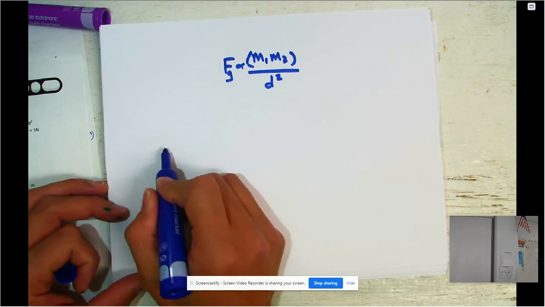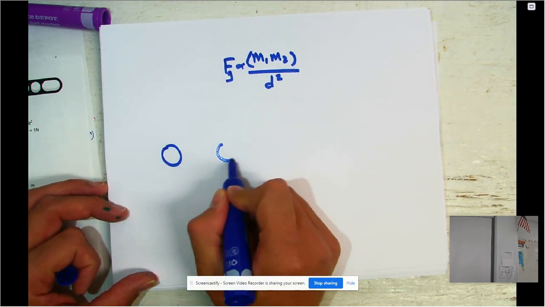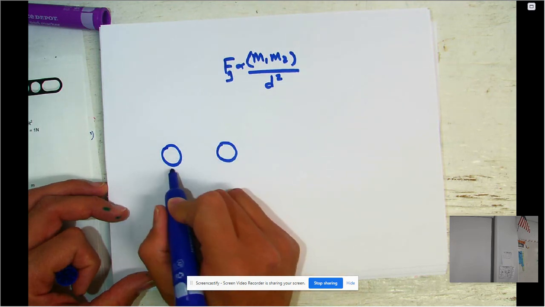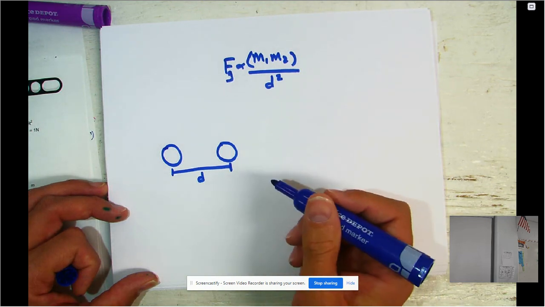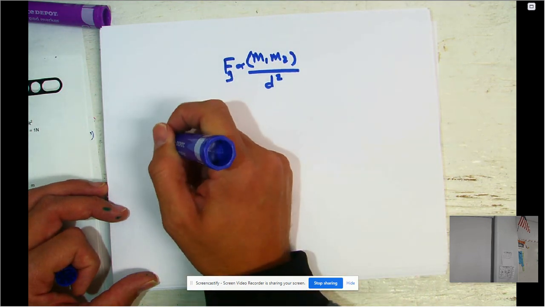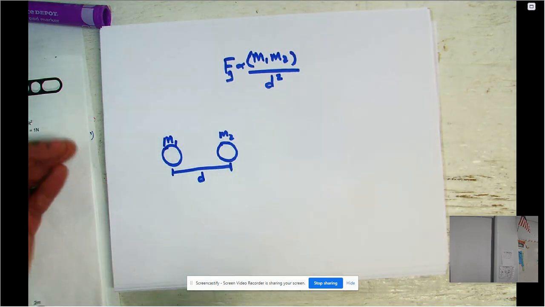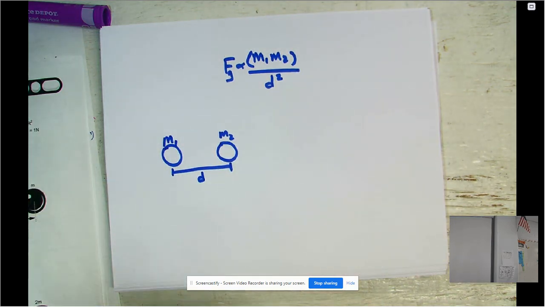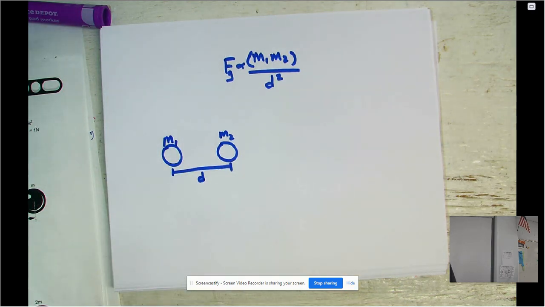And so let's take a look at what I mean. Let's say that you have two objects, and let's say that there is a distance between those objects. We're going to call this m1, and we're going to call this m2. We may not know necessarily what the masses are. This is just some mass, mass 2. And we have a distance between the two.